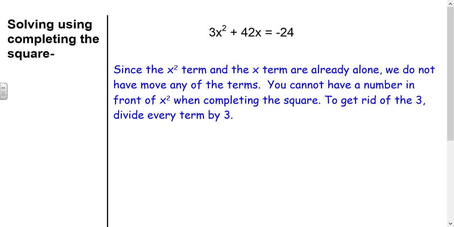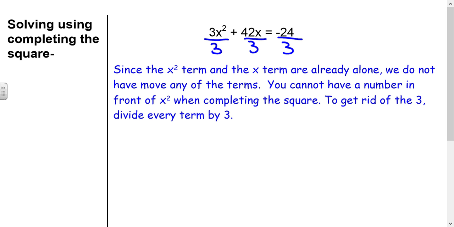So if you look at this, we have 3 in front of the x squared. And if you look at all 3 of these terms, you'll notice that all of them are divisible by 3. So whenever there's a number in front of x squared, the easiest thing to do is to divide that number out from all of the terms if it's possible. So we have to get the x and the x squared alone. And so we're going to divide every term by 3. So we're going to go ahead and divide everything by 3.